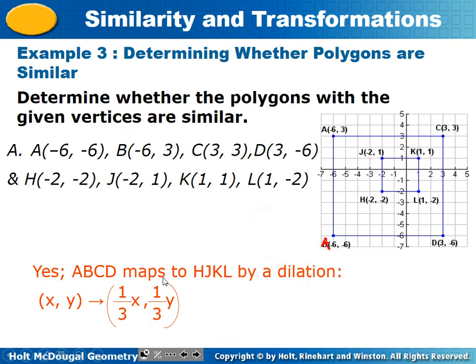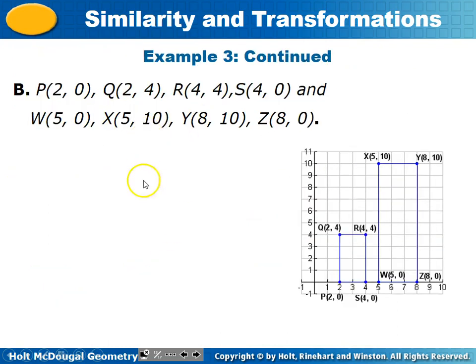So let's go on to the next one. This one, I need you to plot P, Q, R, and S, and then I need you to plot W, X, Y, and Z. So while you're doing that, pause this video and go ahead and do that. All right, so now come back to me, hopefully. So now we're going to compare some sides here. So I want to compare the vertical side to the vertical side. So the vertical side of QP over here is 4 tall, and the vertical side of XW is 10 tall.